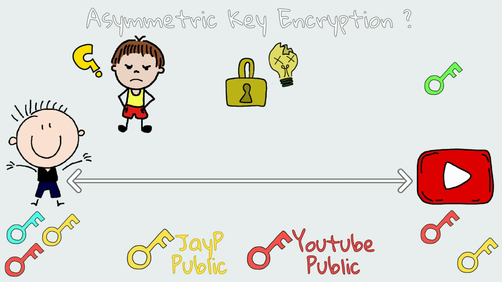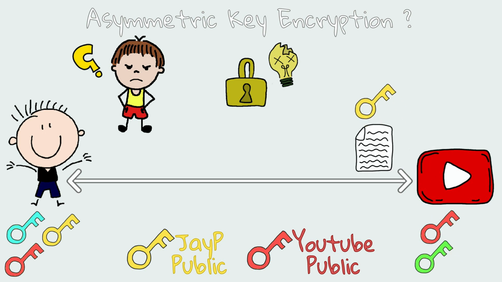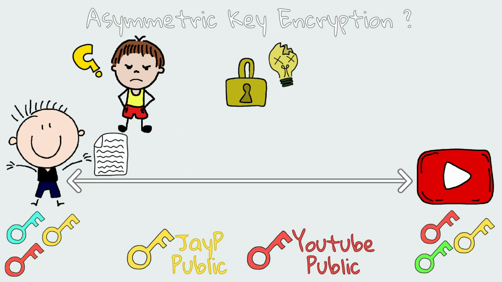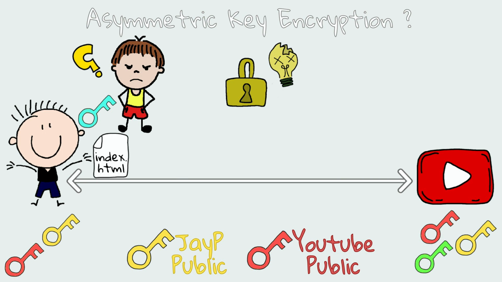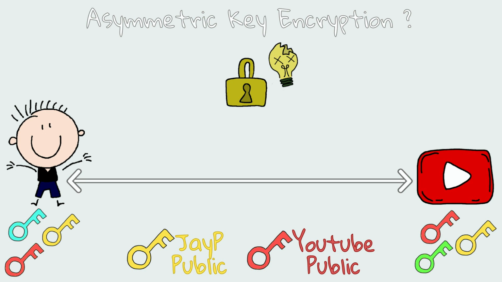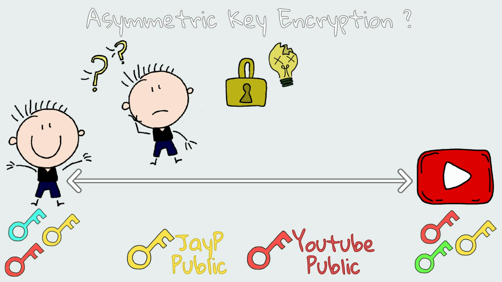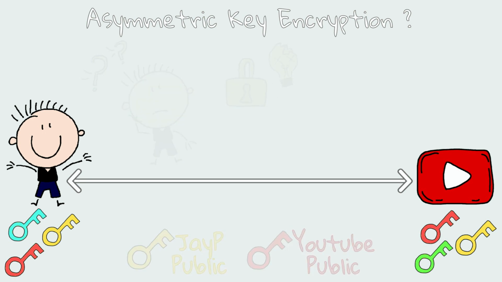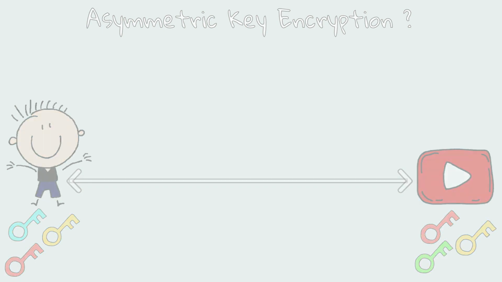Also, of course, the same will apply for YouTube. YouTube in this case would apply JP's public key to encrypt the message and send it to JP. On the other hand, only JP would be able to decrypt the message sent by YouTube using his own private key. So this is asymmetric or public key encryption, and it could work. So why did the people behind TLS not use it? Why instead use the other type of encryption, which is the symmetric key encryption?